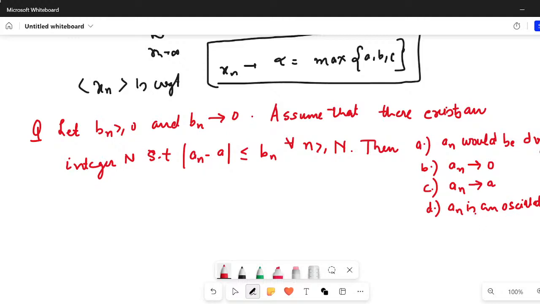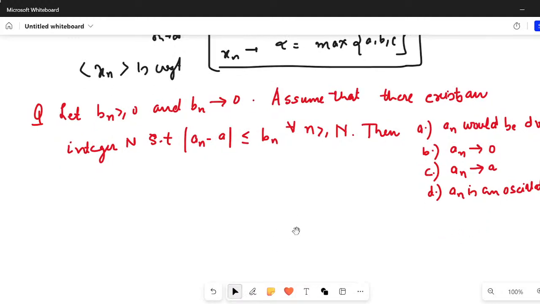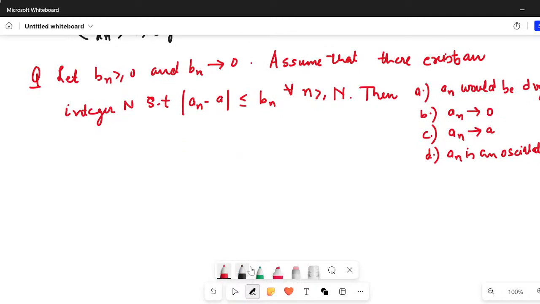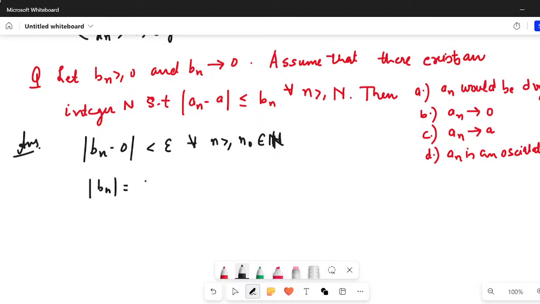So what do you think? How would the sequence behave in this manner? See, if bn converges to 0, what does it imply? It implies the distance between bn and 0 can be made less than epsilon for all n greater than or equal to n naught, belonging to natural numbers. And since bn is greater than or equal to 0, whether you write |bn| or bn, it is one and the same thing. So instead of writing |bn|, I can say that bn can be made less than epsilon for all n greater than or equal to n naught.